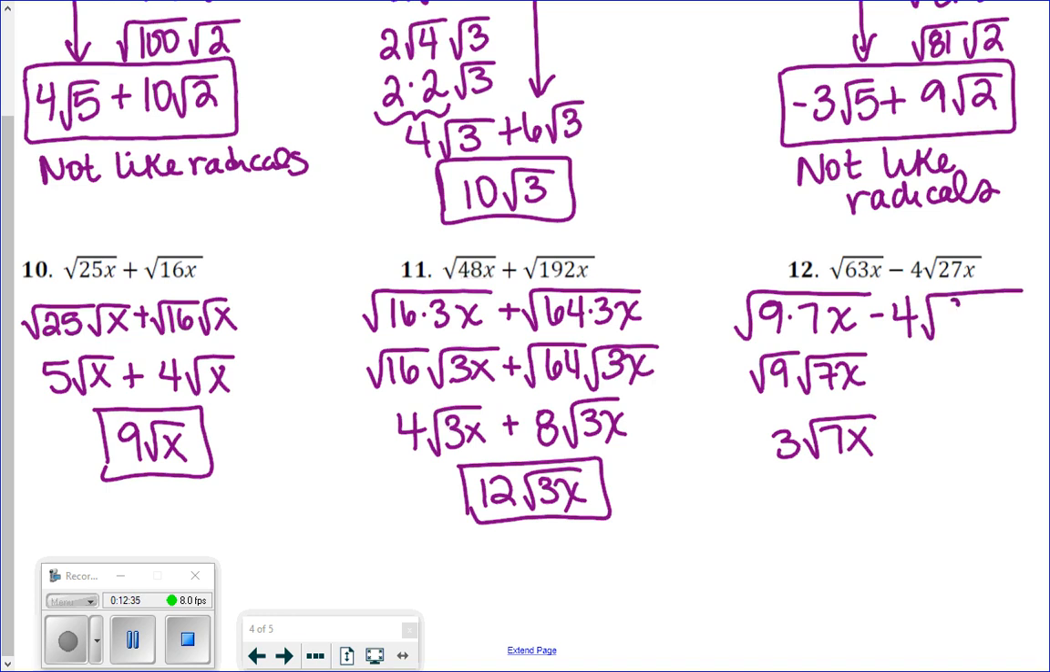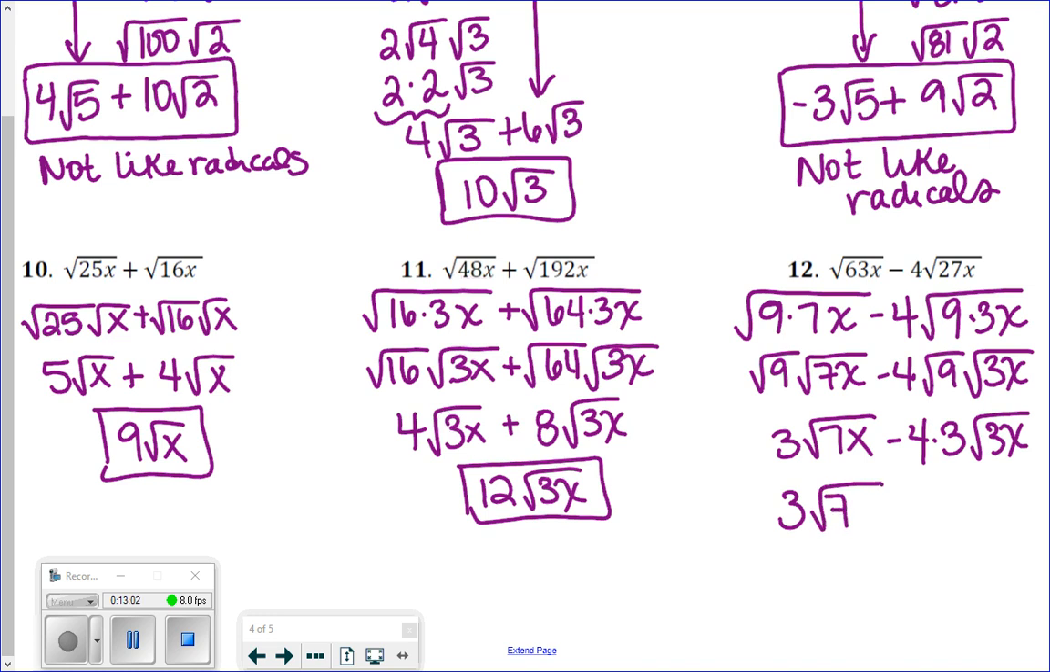Well, 27 is not a perfect square, but 9 goes in there 3 times, 9 times 3. So then I'll take the square root of the 9 separately from the 3x, and the square root of 9 is 3, and then I'll have the 3x, and then negative 4 times that 3 will give us a negative 12. So I'll have 3 square root of 7x minus 12 square root of 3x, and because our radicals are not a match, this is as far as this goes. It is fully simplified, but I can't add or subtract it. That's as much work as we can do on it.